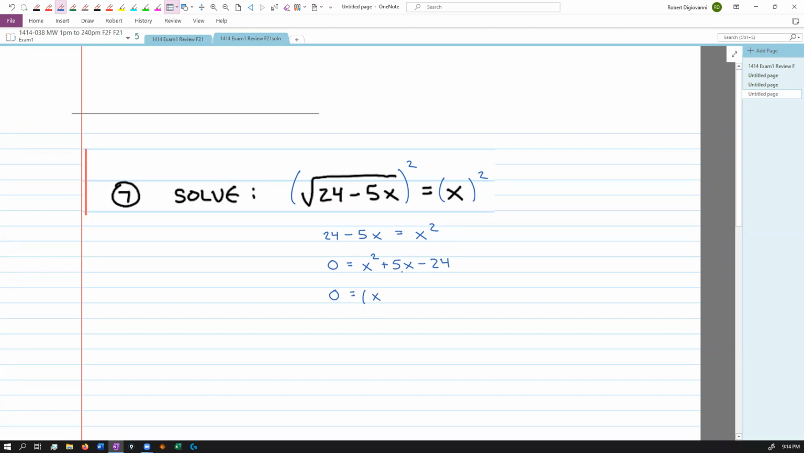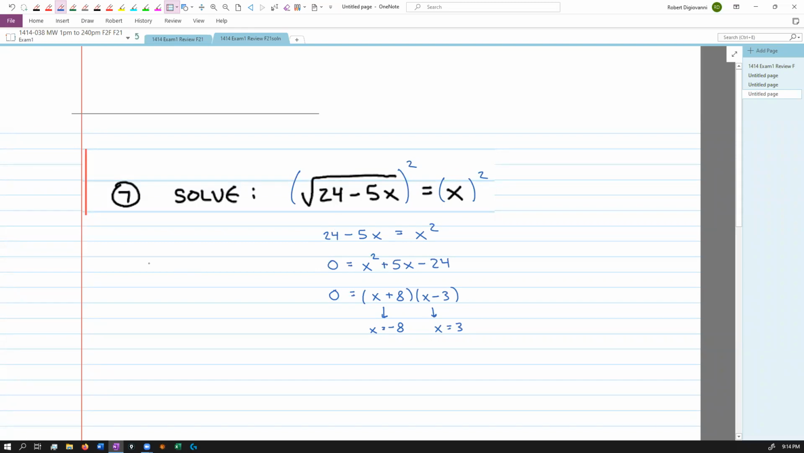Let's see, we need to multiply to be 24. So plus 8, minus 3. Set both of those equal to 0. We get two answers, negative 8 and positive 3. Now we have to check them. So when we check them in the original problem.